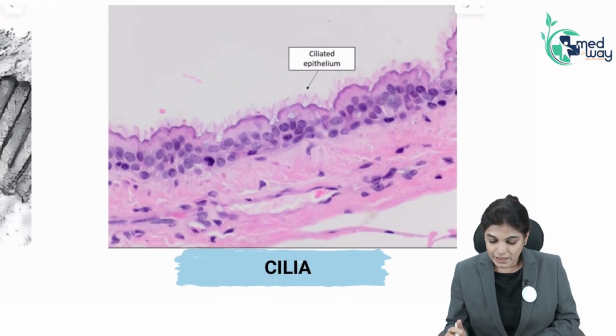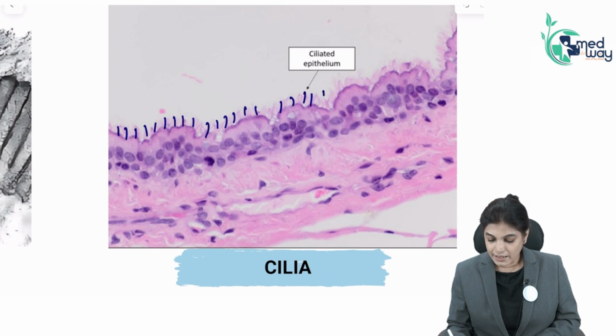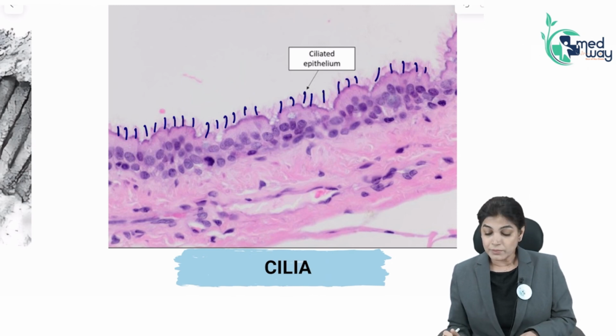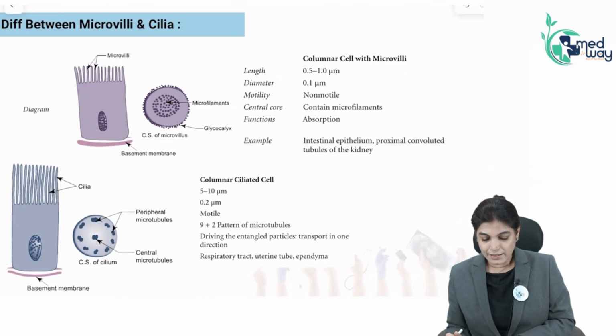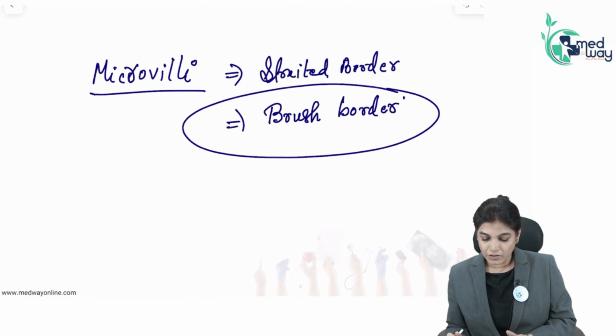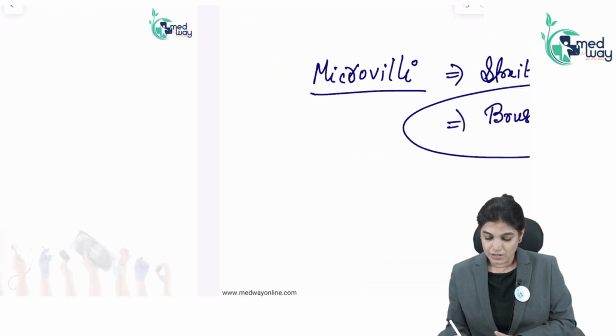Cilia: if we see here, this is an HNE stain. Cilia are motile projections, and ciliated epithelium is present in the fallopian tube and respiratory tube. So, let's write it. Before proceeding to the next, I want everybody to write down the examples where all these structures are present.